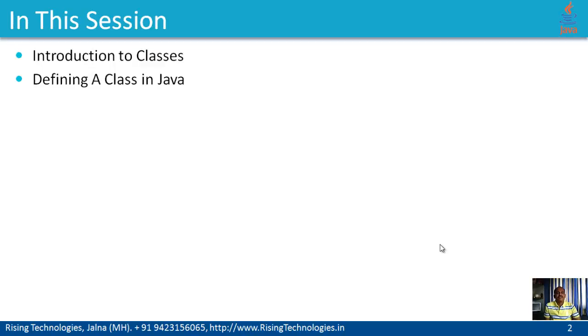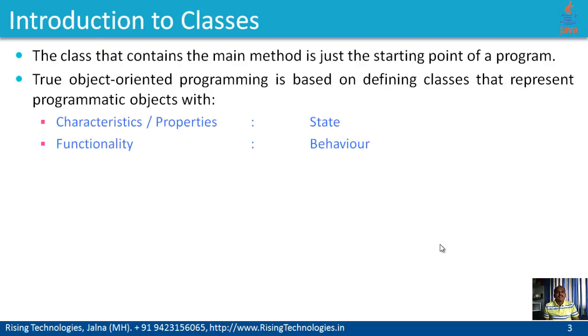In this session, we are going to have an introduction to classes in Java. We are going to define a simple class in Java. The class that contains a main method is just the starting point of your program. But true object-oriented programming is based on defining classes that represent programmatic objects with certain characteristics and some functionality.